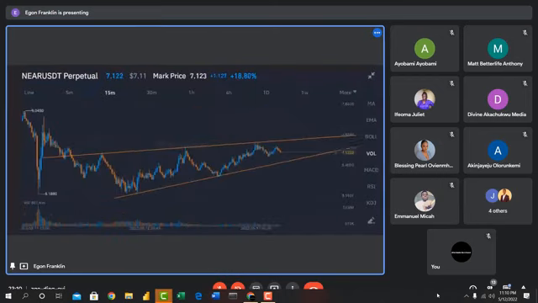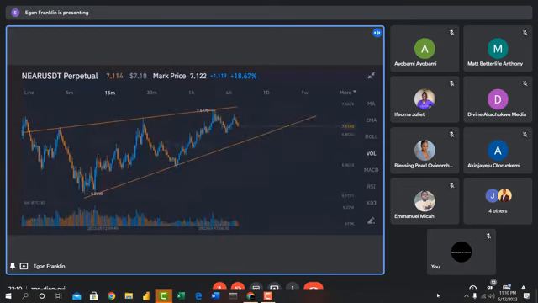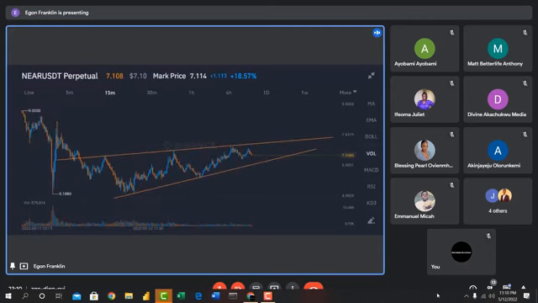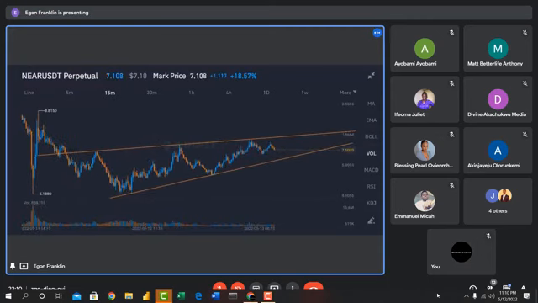So look at this NEAR. This NEAR has formed a double top and it's crashing down. I was in this meeting and I forgot to enter this trade.